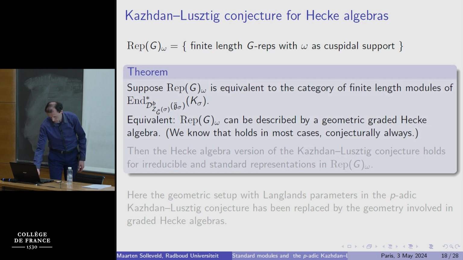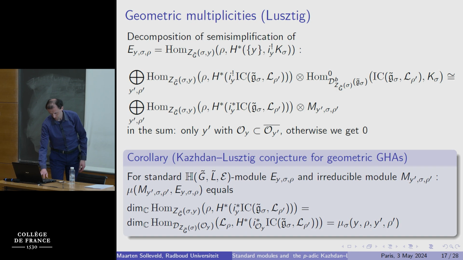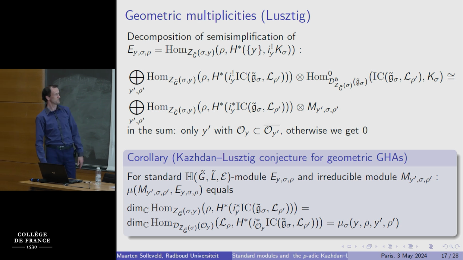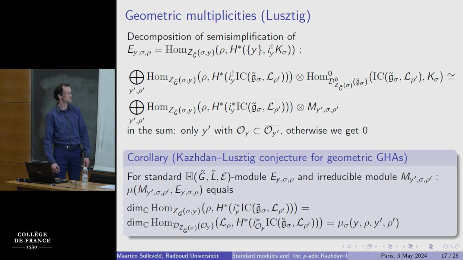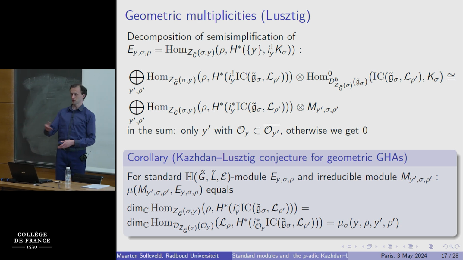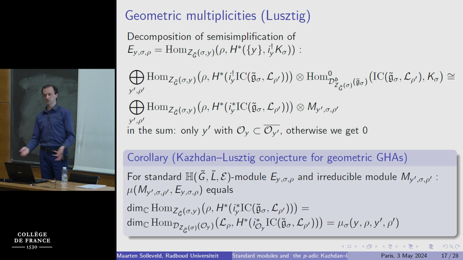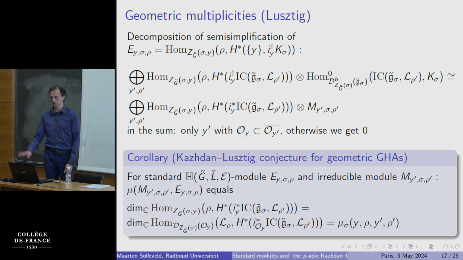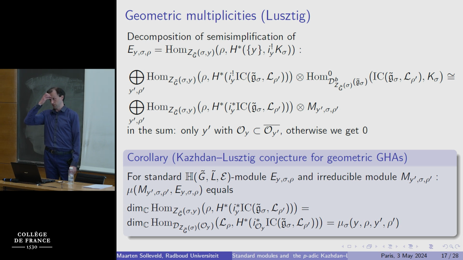So this maybe answers your earlier question about whether we need to take some alternating sums in computing these multiplicities. No, this earlier result of Lusztig tells us we don't, because everything is evaluated by pulling it back to one point, and there you replace this intersection cohomology by the cohomology of the pullback to one point, and then you don't have to deal with the alternating sums anymore.